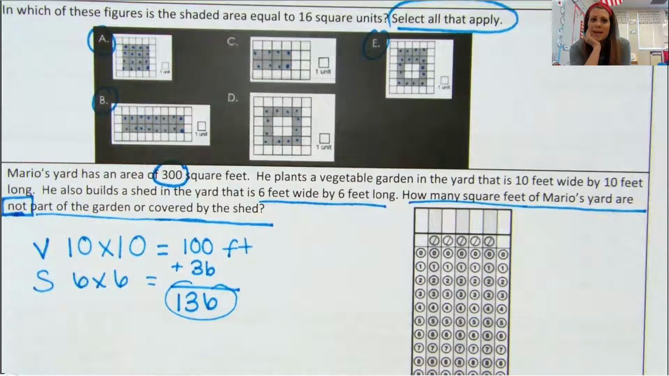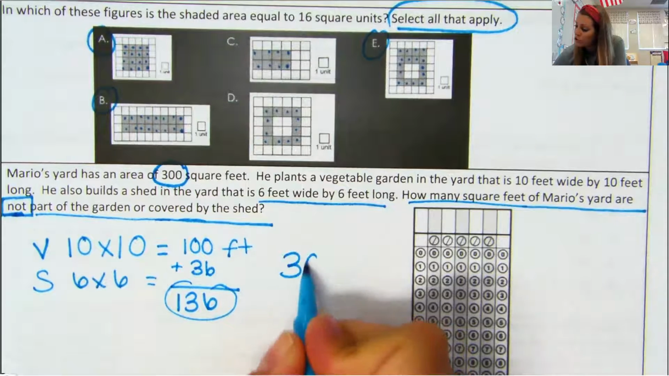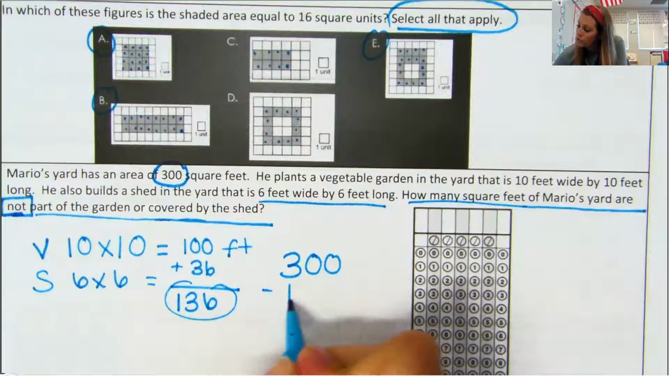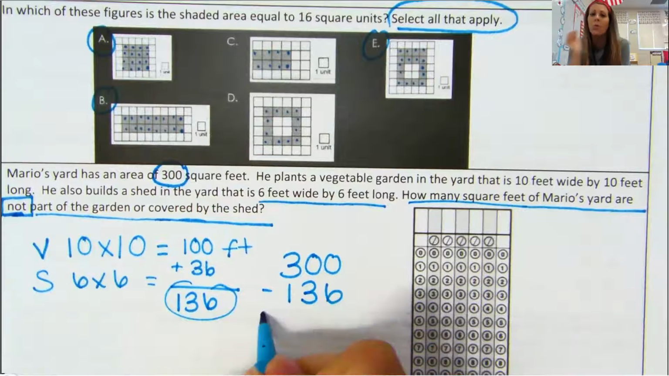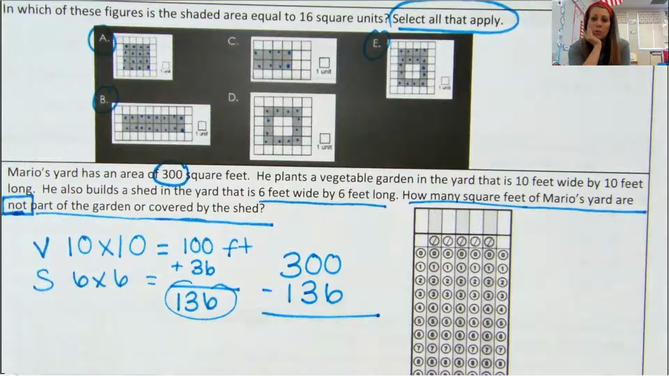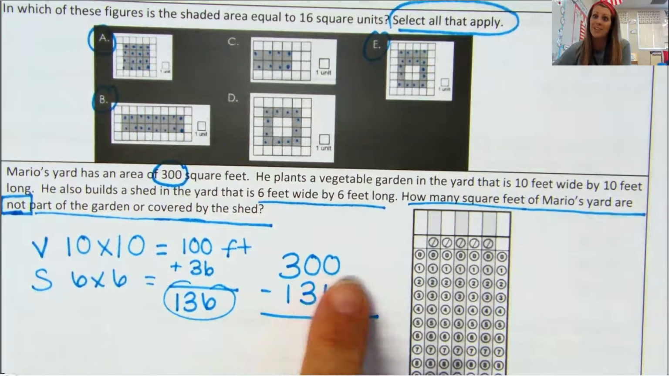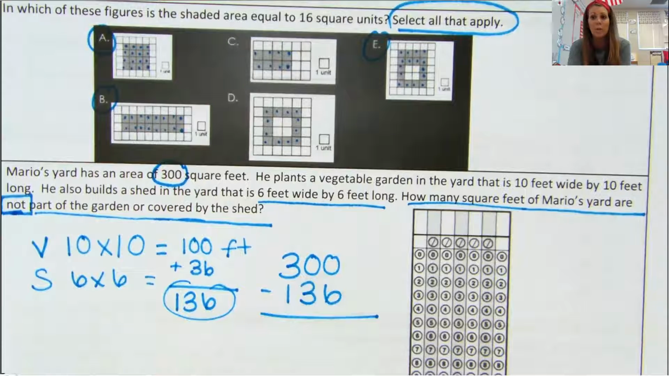What are we going to do with that? We have to subtract. So if we have 300 minus 136, what do you get? If you were stumped, I want you to try to solve this right now. And I'm going to teach you a trick in a minute when we have numbers with zeros in the ones and the tens. I've showed you it before, but I'm going to show you it again.